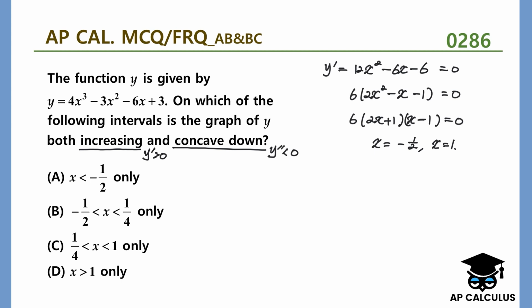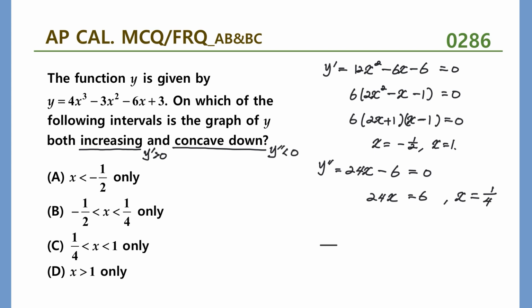Okay, now let's find the second derivative. From this equation, the derivative of this is 24x. The derivative of minus 6x is minus 6. So set that equal to 0. So 24x is equal to 6. Then x is 6/24, which is equal to 1/4, right? So we're going to do the first derivative test and the concavity test.